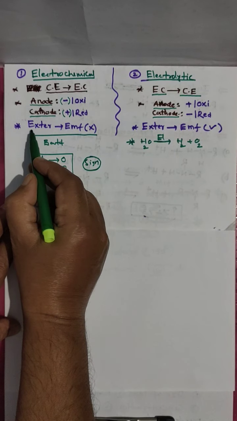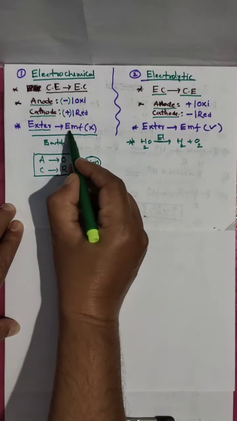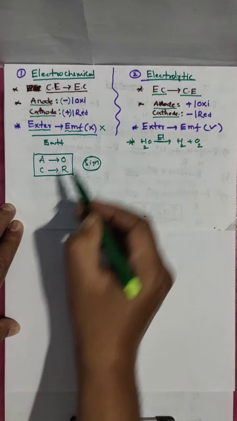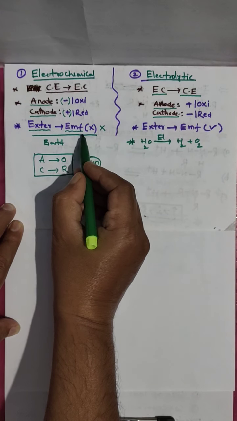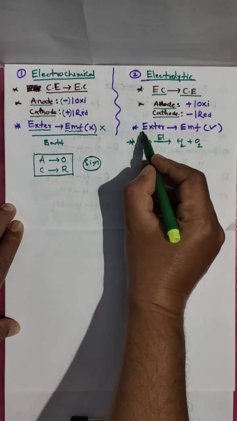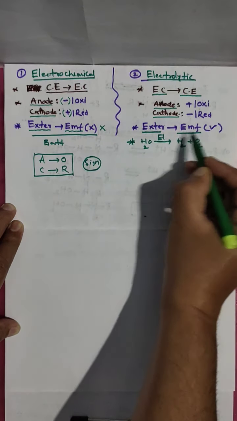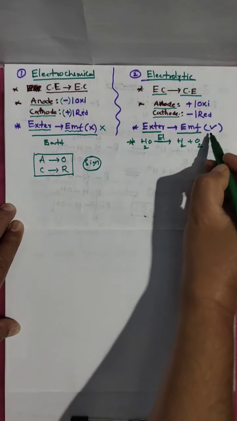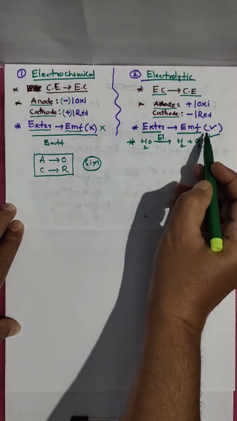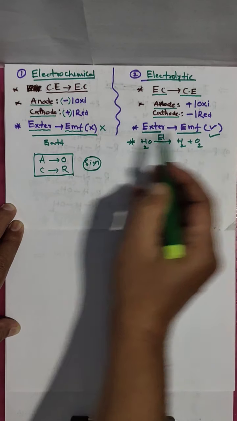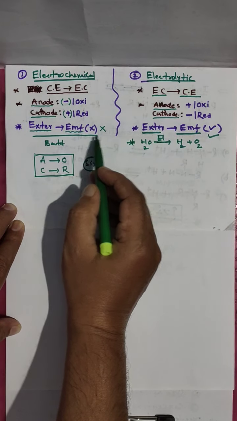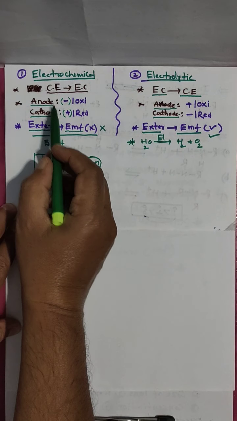Now, in electrochemical cell, external EMF, that is electromotive force, batteries, we are not using. In electrochemical cell, we are not using any external source, any battery. But in electrolytic cell, external EMF is required, means we have to connect the battery as an external source. In electrochemical cell, we are not adding any external EMF. That is the difference.